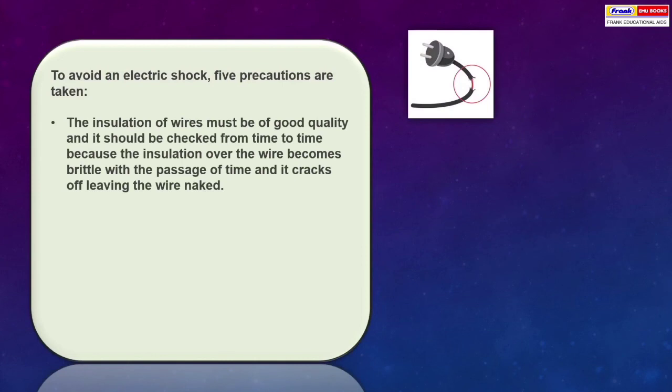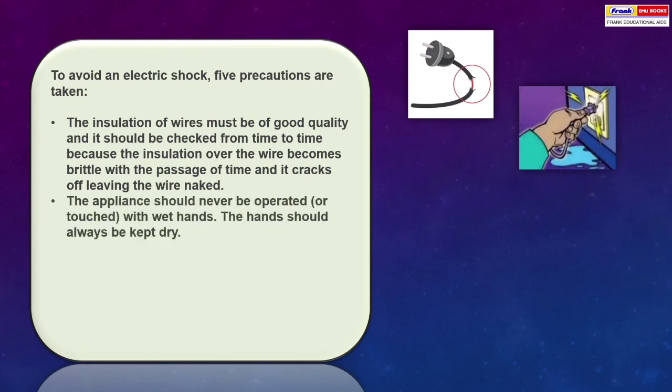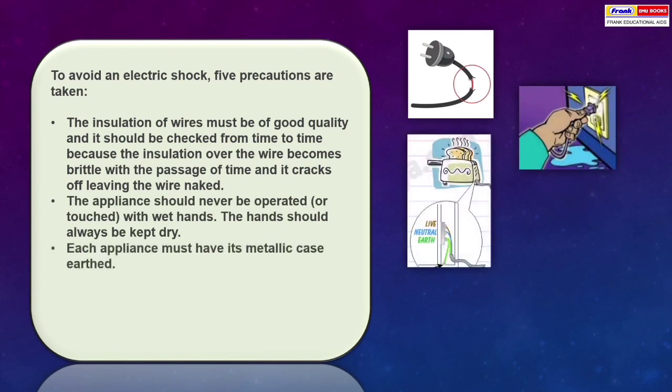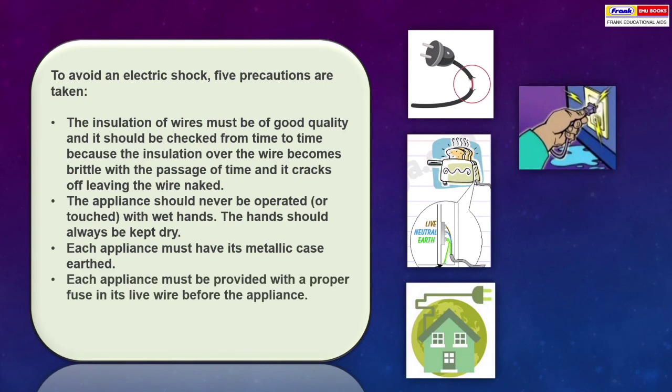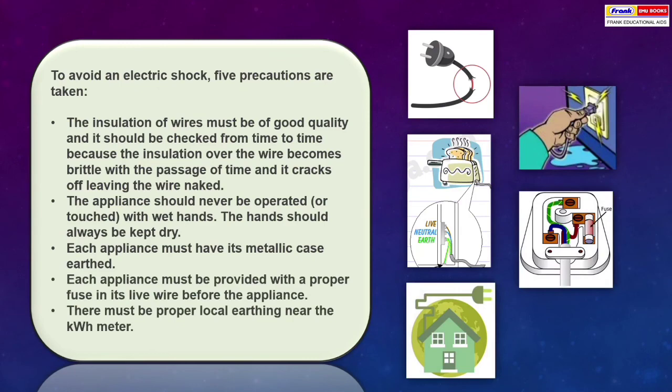The insulation of wires must be of good quality and it should be checked from time to time because the insulation over the wire becomes brittle with the passage of time and it cracks off, leaving the wire naked. The appliance should never be operated or touched with wet hands. The hands should always be kept dry. Each appliance must have its metallic case earthed. Each appliance must be provided with a proper fuse in its live wire before the appliance. There must be proper local earthing near the kilowatt-hour meter.